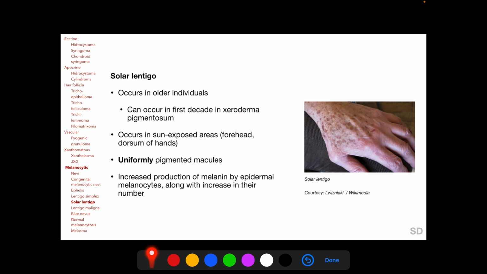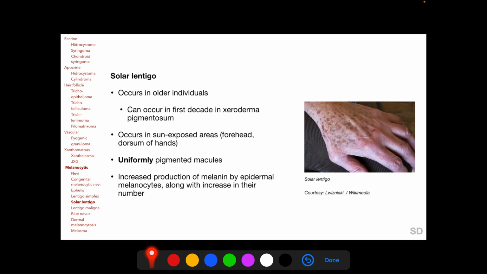Solar lentigo occurs in older individuals but can occur in the first decade of life in xeroderma pigmentosum. Unlike lentigo simplex, it occurs in sun-exposed areas of the skin such as the forehead and dorsum of hands. Like lentigo simplex, it appears flat and uniformly pigmented and occurs in clusters, as seen in this picture. And like lentigo simplex, it represents increased production of melanin by epidermal melanocytes along with an increase in the number of epidermal melanocytes.